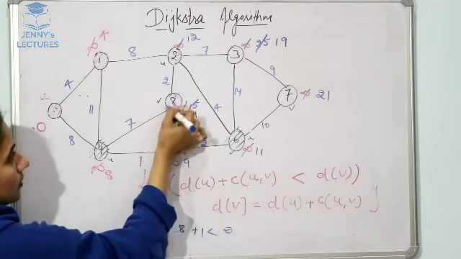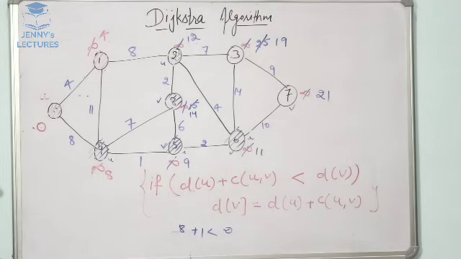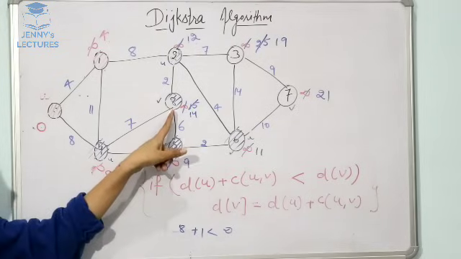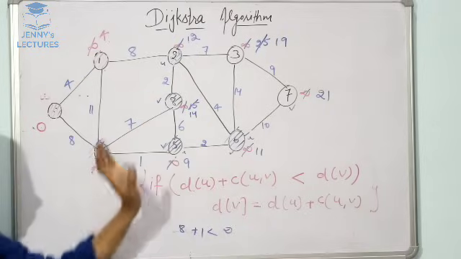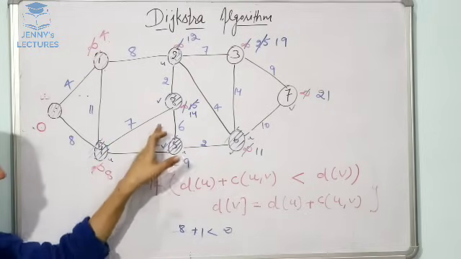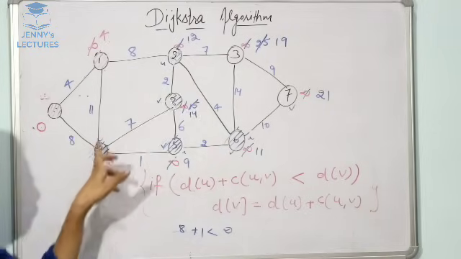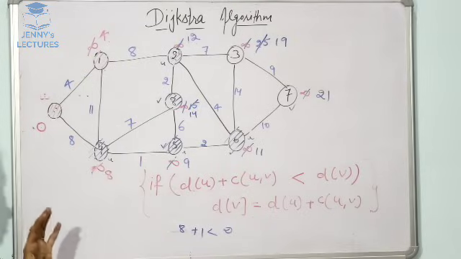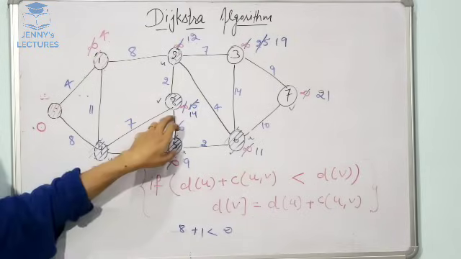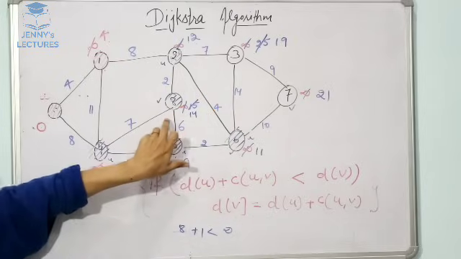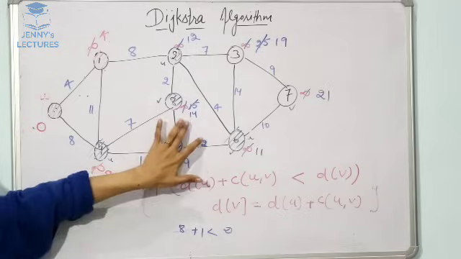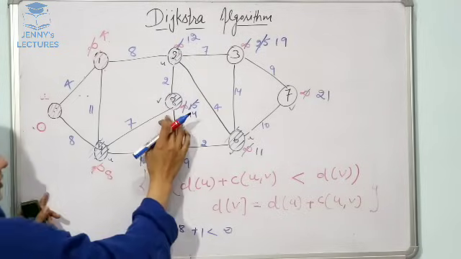We will select this 8 now. From 8, how many nodes are directly connected? This 5, this 4, this 2. But we will not update this or this distance because 2, 4 and 5 are already visited. Okay. So, we cannot update distance of any other node, 3 or 7, from this 8. Leave it as it is. Okay. This one is selected.